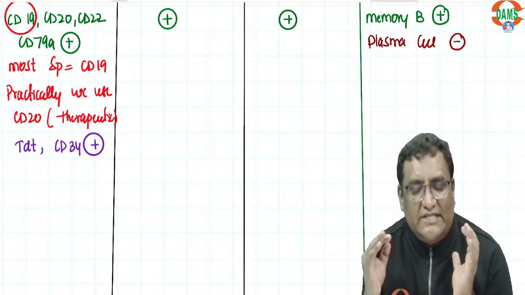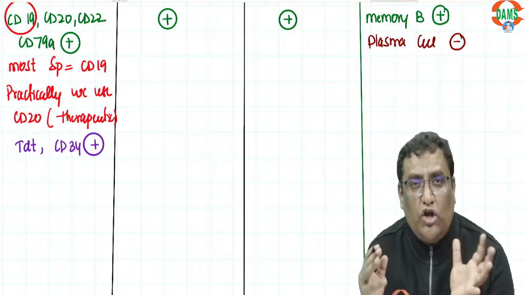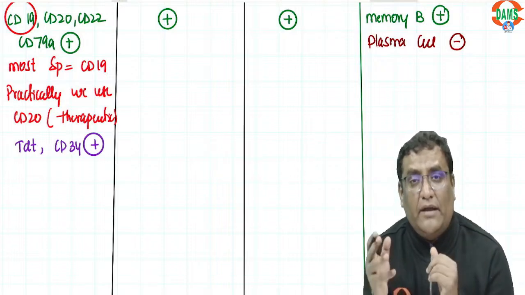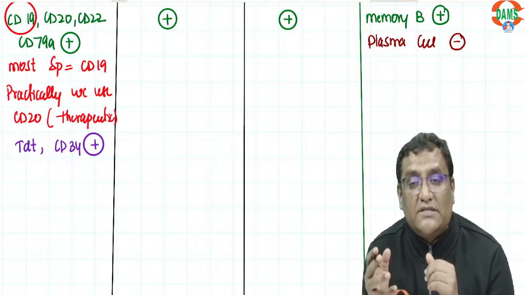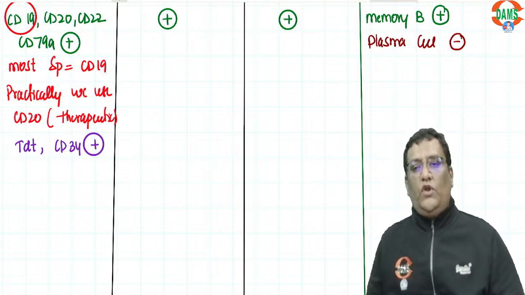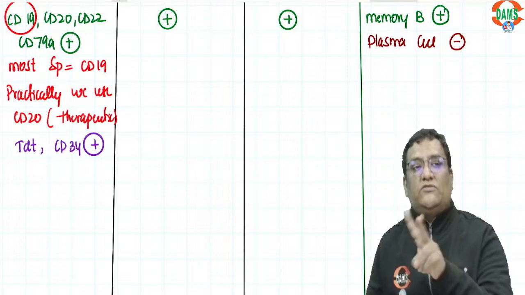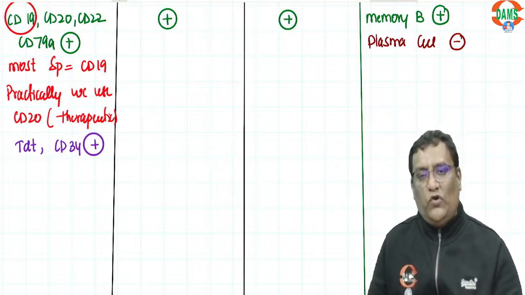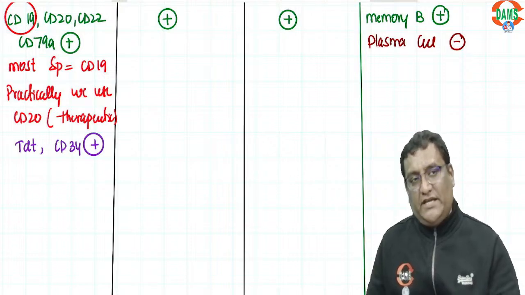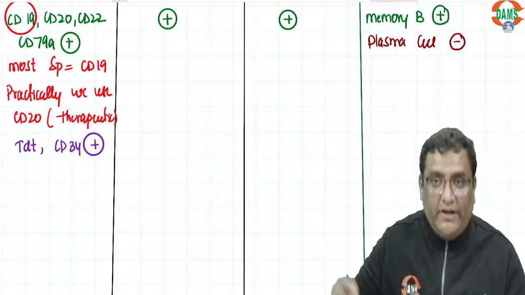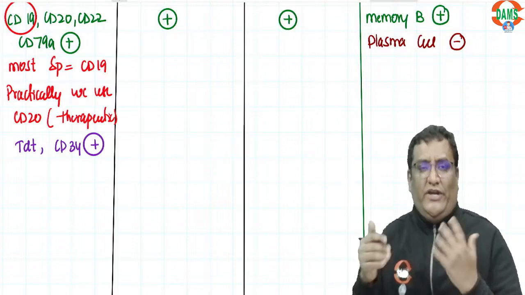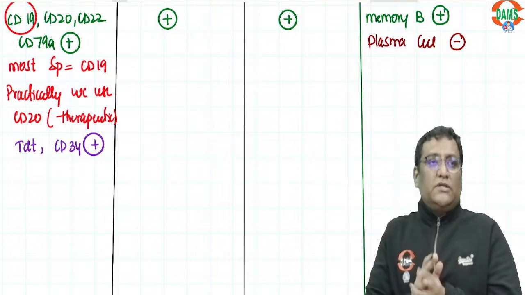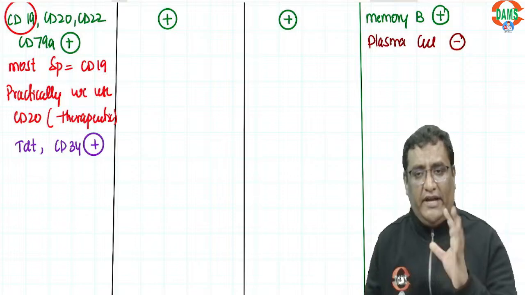That means CD34 and TDT are not markers of B or T. They are markers of precursor lymphoid. Both B as well as T lymphoid precursors will be positive for TDT and CD34. Now, they will be negative in all others. I will not mention negatives here. So anything that I'm not mentioning will be considered negative. Only I will write the positive ones.